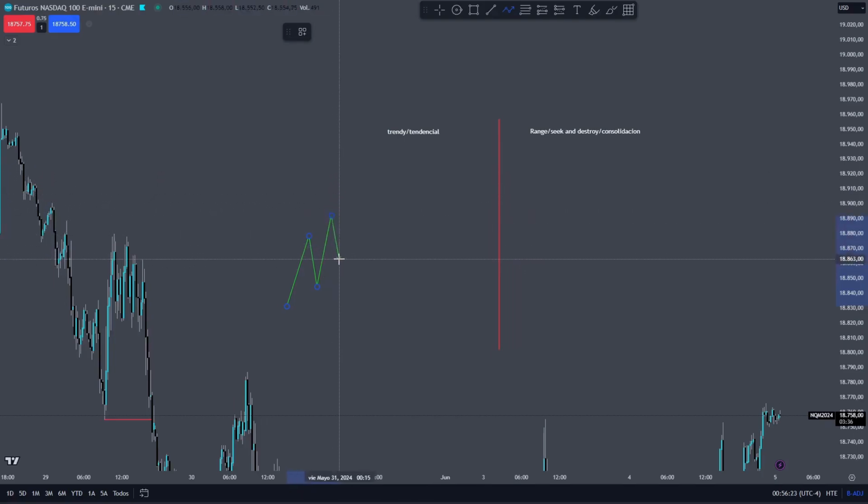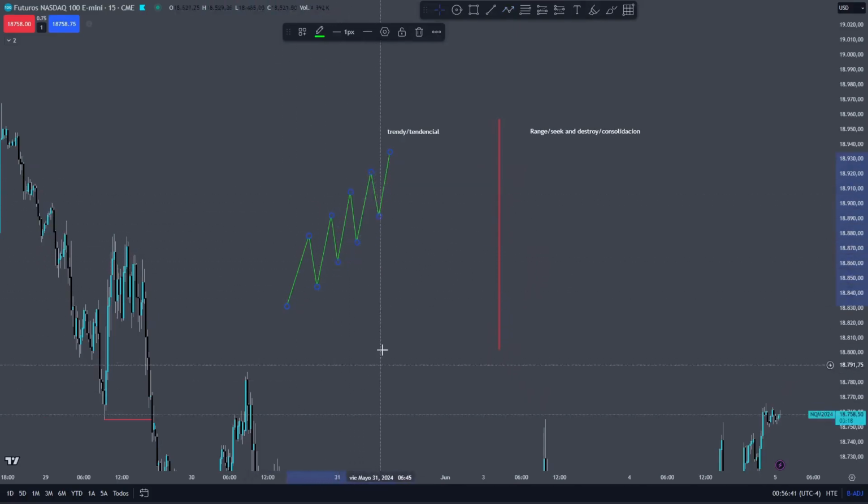But if it makes a pullback, I would expect it to respect the area with a pattern, make a small consolidation in a lower time frame, and then give me another continuation. So I know the market is trending because I keep getting continuations. No matter which direction it's going at the moment, I'm getting strong distributions. I'm constantly breaking out of ranges.